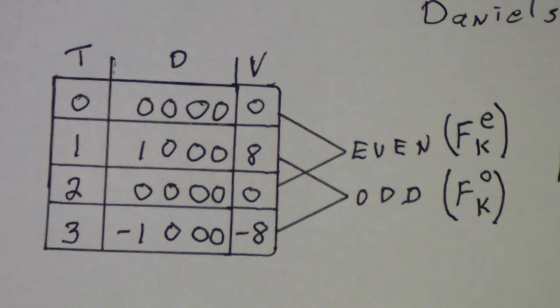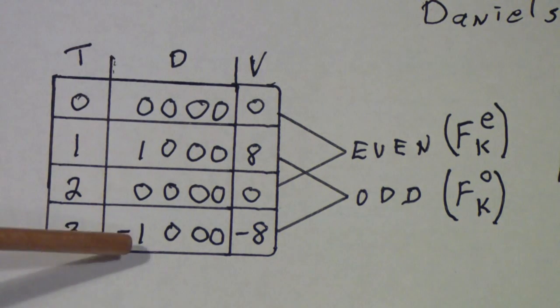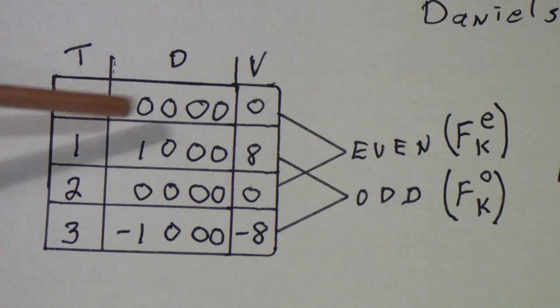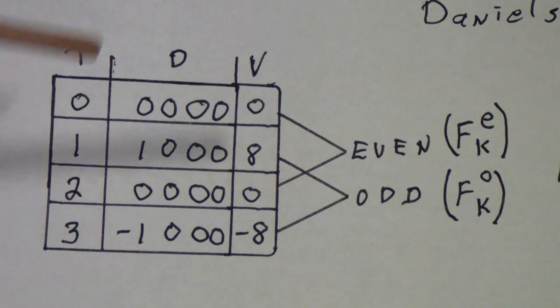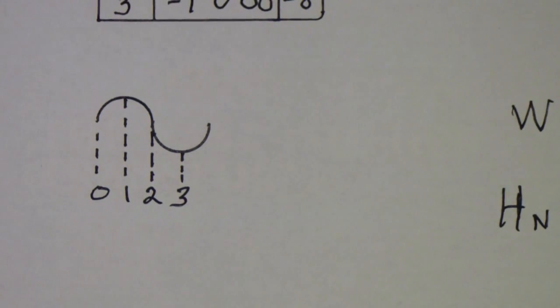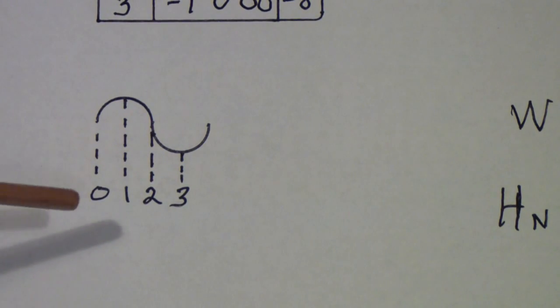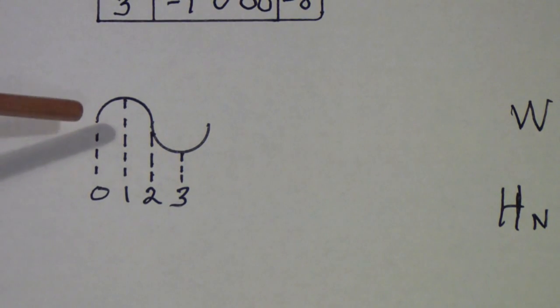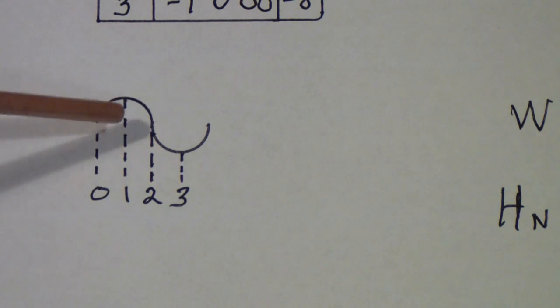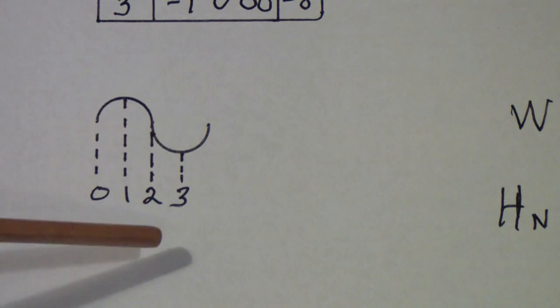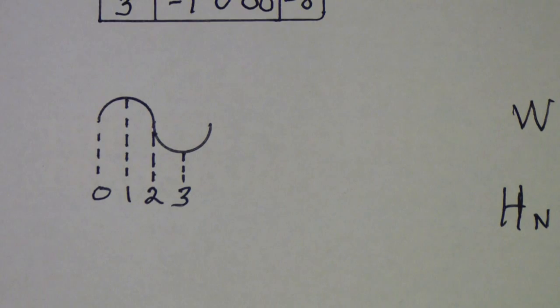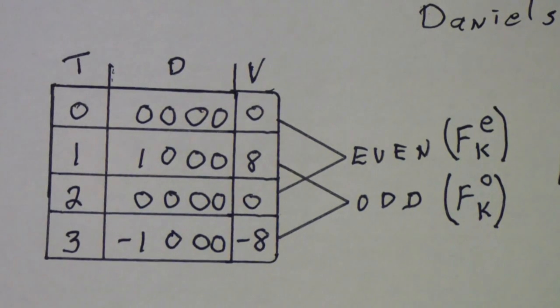Well, it was that if you take data points, this is time, and this is the data, and I've shown 4 bits here, but it could be any number of bits. What you're really doing is sampling a waveform like this. So at time 0, it's 0. At time 1, I'm saying it's 8. At time 2, it's back to 0. At time 3, it's at -8, and so on. So that's shown in this table.